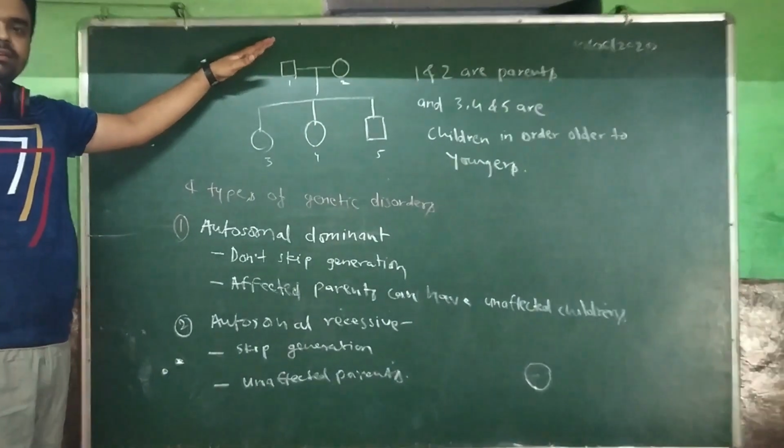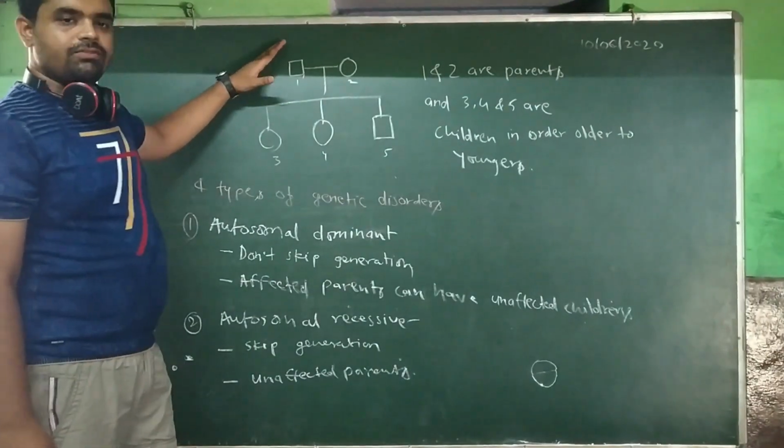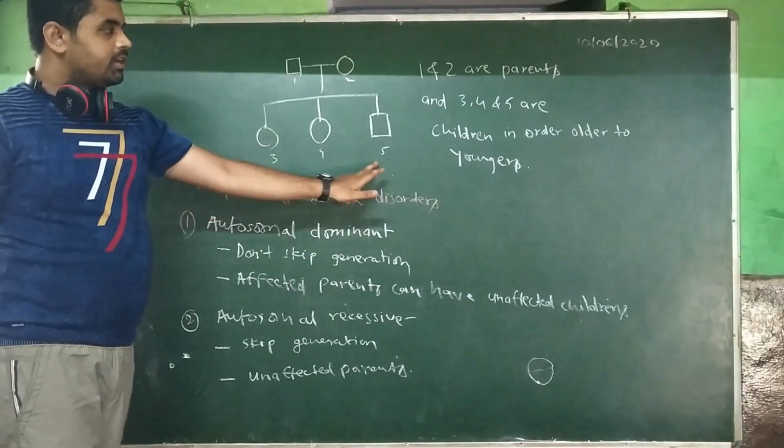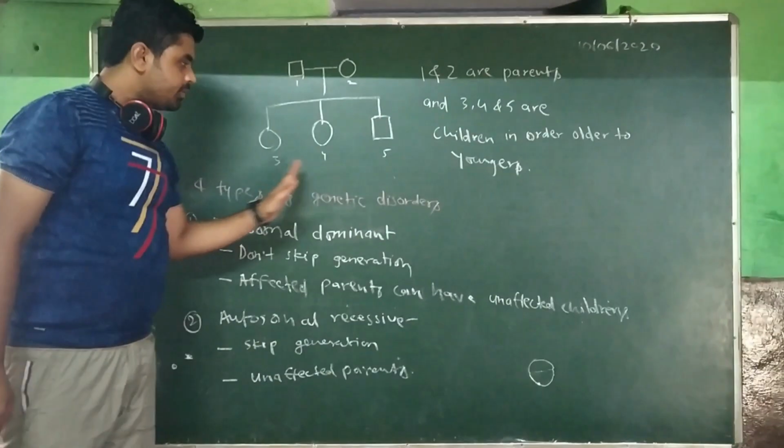This is a pedigree family tree of a family. 1 and 2 are parents and 3, 4, 5 are children from older to younger.